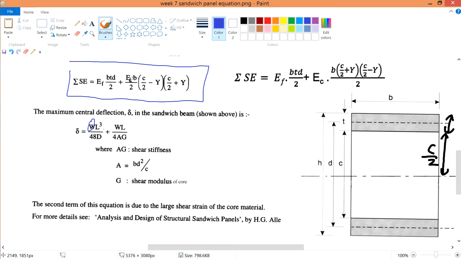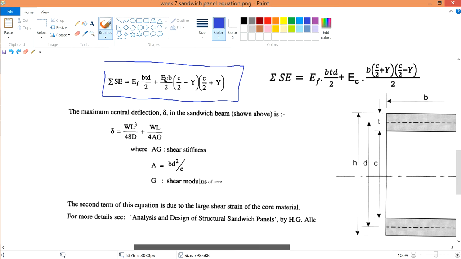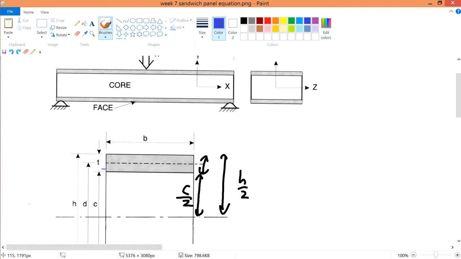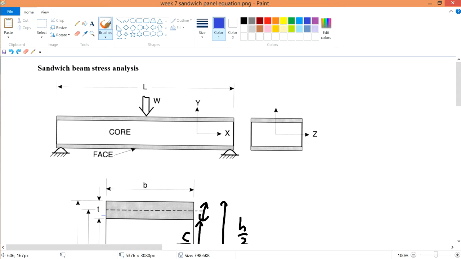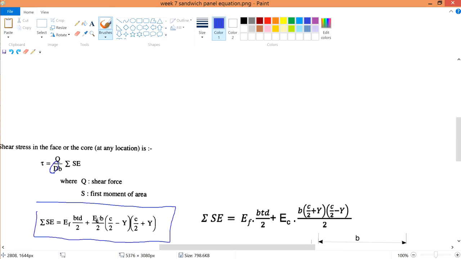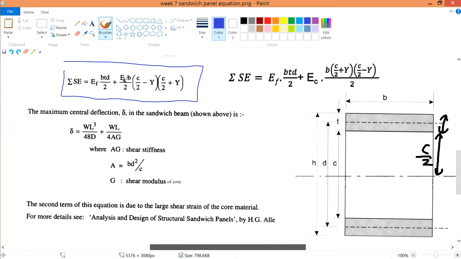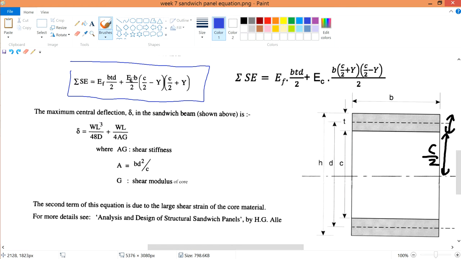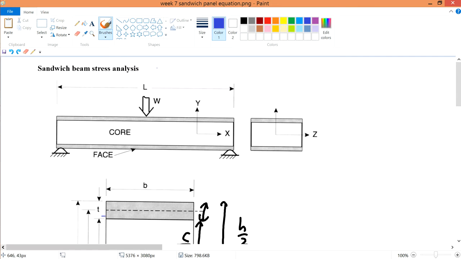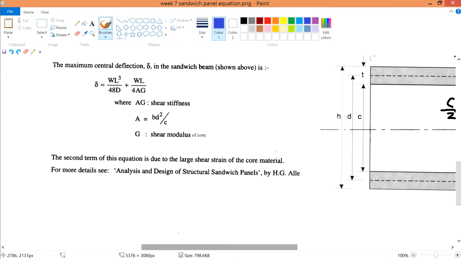It's always given, or otherwise you can calculate it yourself. And then the weight is the weight applied onto your sandwich. I repeat again, in case you use the weight of the sandwich panel: the weight is the applied force. It's not the weight of the core, or the weight of your face, or the weight of your sandwich panel. Be careful of that. And the length, I think, is straightforward. It is this particular length.